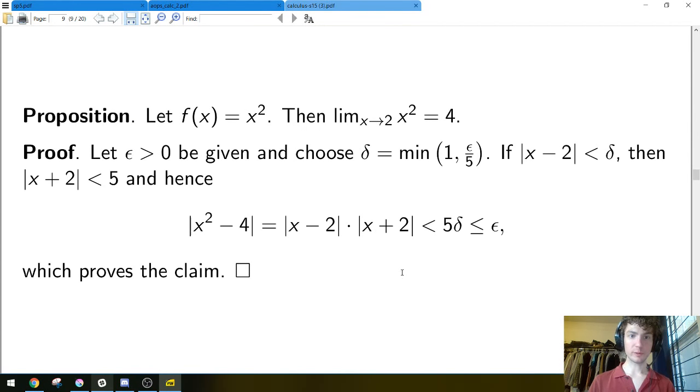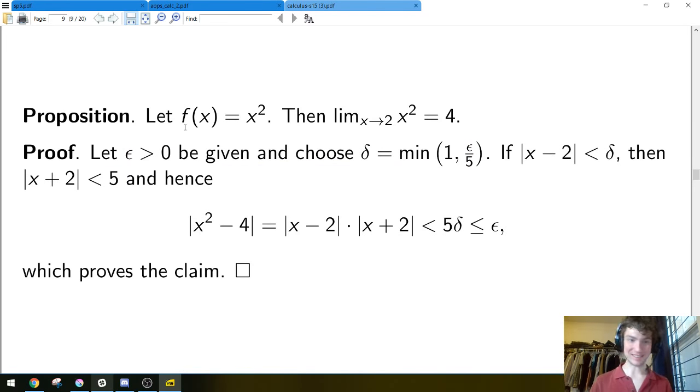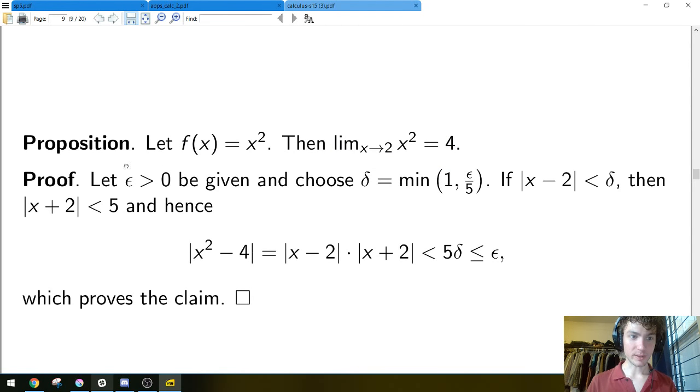So here's the full proof. Amusingly, the full proof is shorter than the exploration, as is often the case. So same proposition. f is x squared, the limit as x goes to 2 of x squared is 4. Here's what we do. Let epsilon greater than 0 be given.